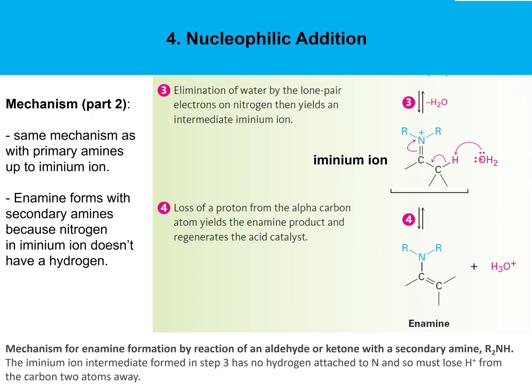So a base, such as water, will remove this hydrogen, form a double bond there, get rid of this double bond, and put those electrons on the nitrogen to get rid of the positive charge. So that leads us to the final product, an enamine.